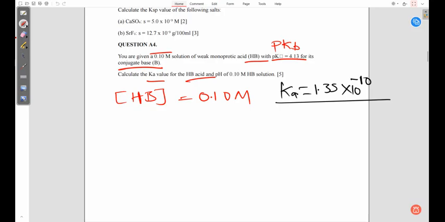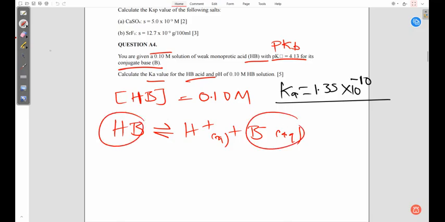Now, can we find the pH of this solution? The acid we're given is HB. What do we know about an acid? An acid is a proton donor, right? So a proton will be donated, losing the hydrogen, and there will be a separation between the two. The B minus is going to be called the conjugate base. This is the acid, and this is the conjugate base.